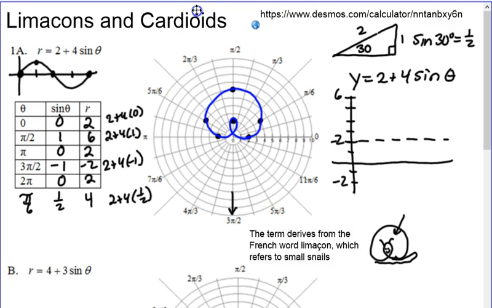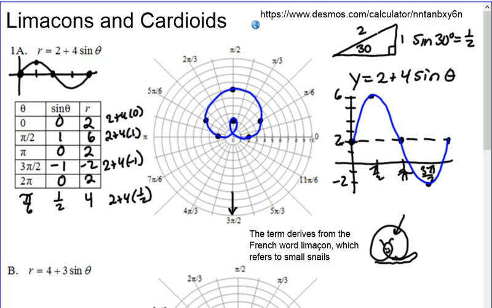Now if those numbers look familiar, that's because they're the same numbers that we're seeing in the t-chart right here. So at 0, I'm at 2. At pi over 2, I'm up at 6. At pi, I'm down to 2. At 3 pi over 2, I would be down at negative 2, and then back here. So my graph would look something like this.